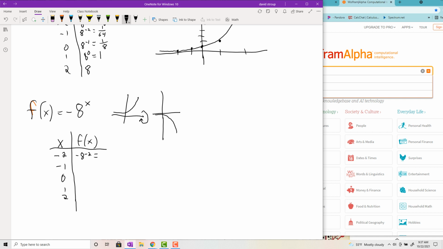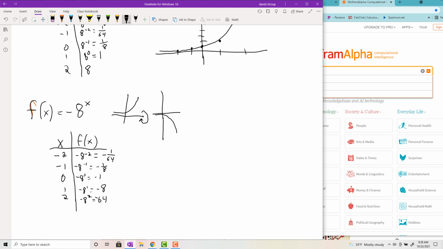But anyways, -8 to the -2 is -1 all over 64. -8 to the -1 is -1 over 8. -8 to the 0 is -1. -8 to the 1 is -8. -8 squared is 64, so -64.